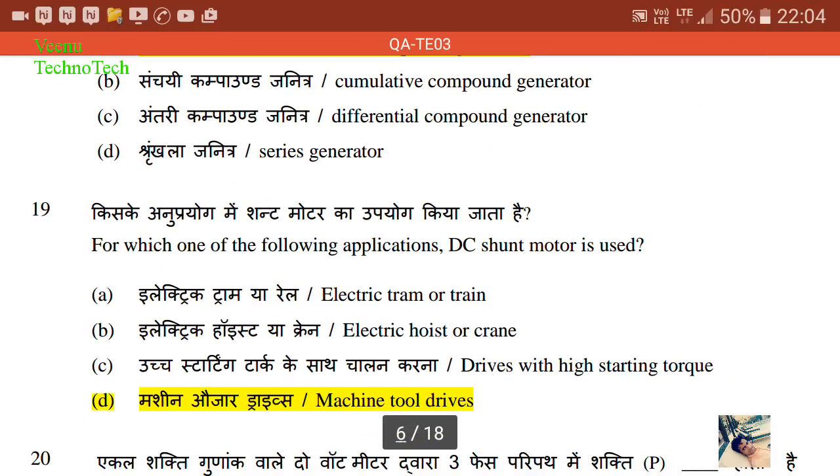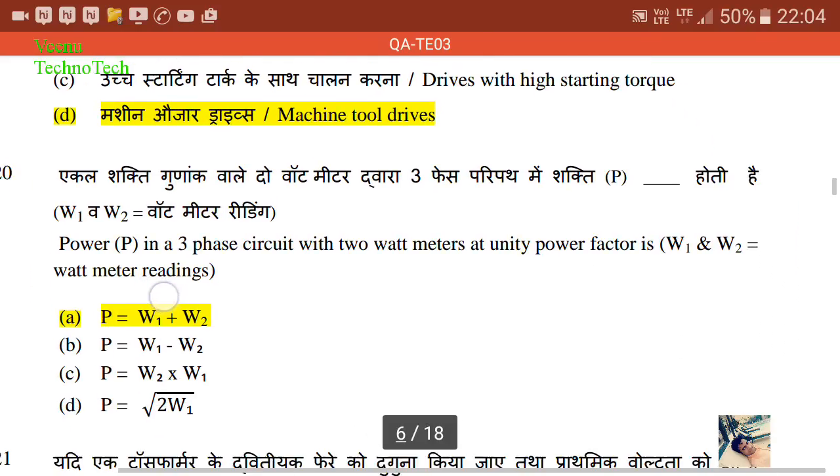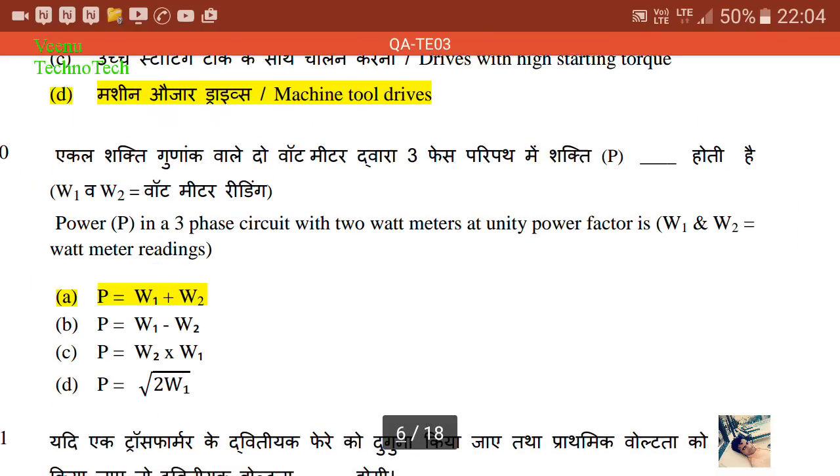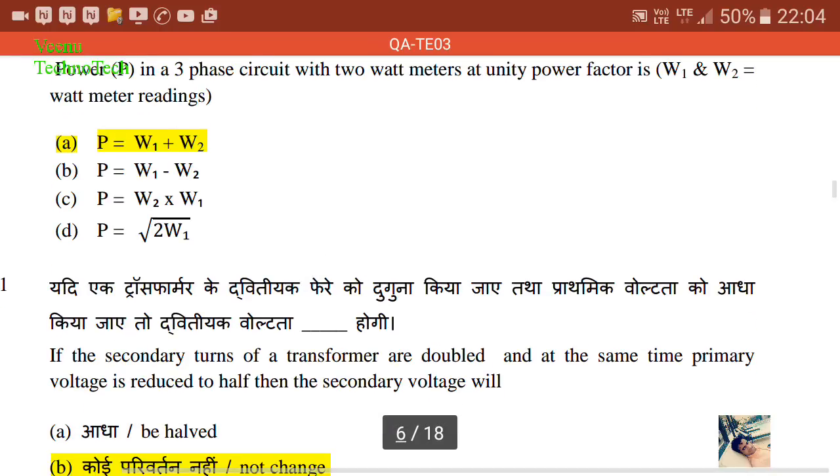Next, for which one of the following applications is a DC shunt motor used? For machine tool drives. Correct answer D. Power P in three-phase circuit with 2 wattmeters at unity power factor is W1 and W2 equal to W1 plus W2.